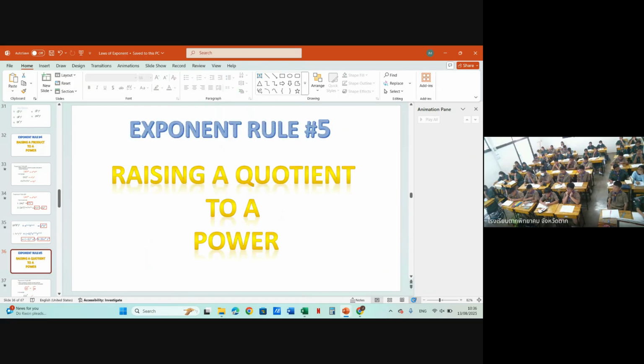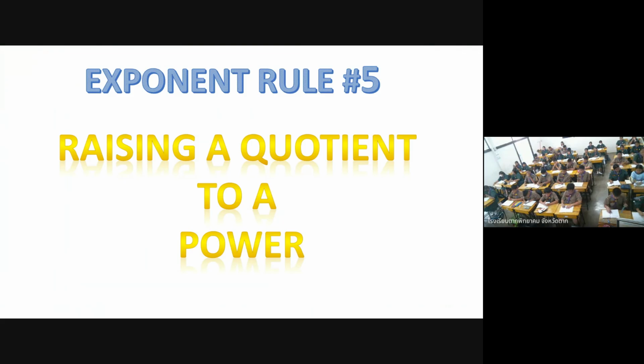Next, exponent rule number 5, the last one, raising a quotient to a power. What does quotient mean? Quotient means division. Remember, quotient is the answer to division.